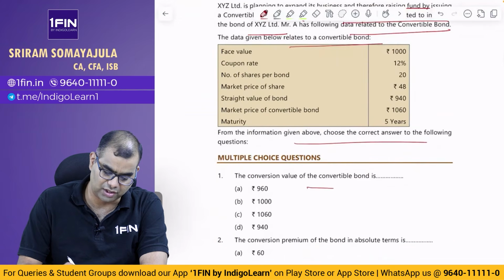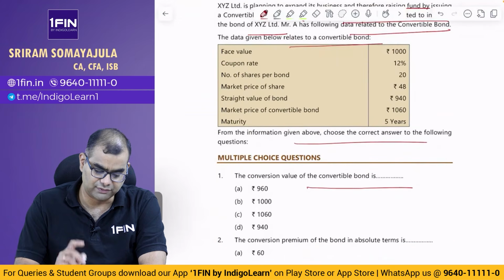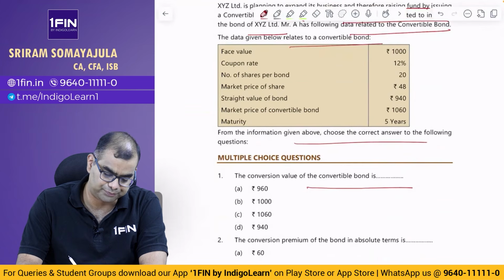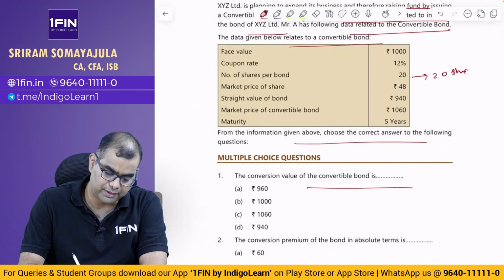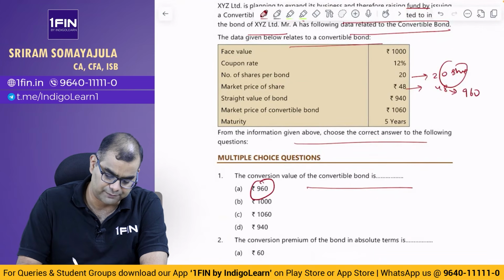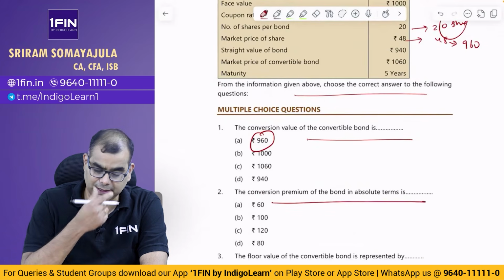The conversion value of the convertible bond. What is the conversion value? Conversion value is you have a bond which gets you 20 shares. Okay, market price of each share is 48. So the conversion value is 20 into 48, which is 960.